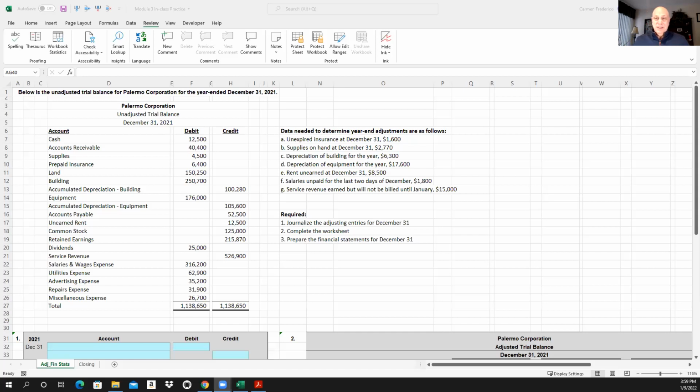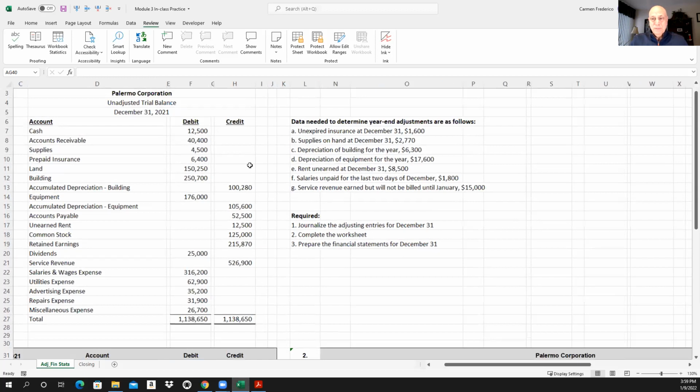So I'm going to share my screen with you all. We're going to walk through this process and let's get at it. Yeah, accounting's fun. So there's my screen. You should see my screen up on your computer. Okay, so let's walk through it one at a time.